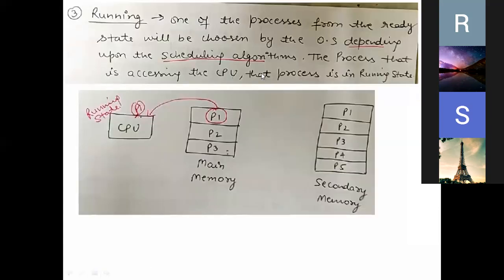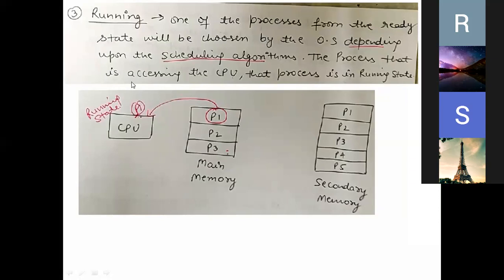So next is the running state. After the ready state, the next state is the running state. Here, one of the processes from the ready state will be chosen by the operating system depending upon the scheduling algorithms. We have various types of scheduling algorithms where I can schedule any one of the processes which are in the main memory or RAM, and that one single process will be given to the CPU to execute. So in the running state, the concept is that one process from a bunch of processes in the ready state will be chosen by the operating system depending upon the scheduling algorithms.